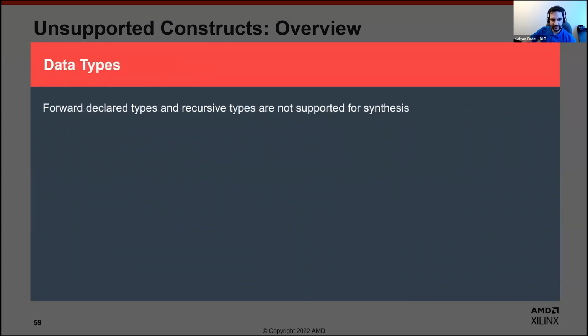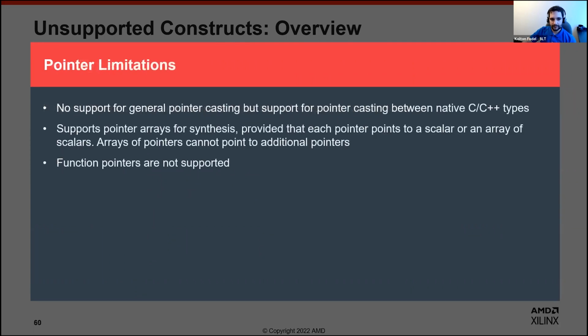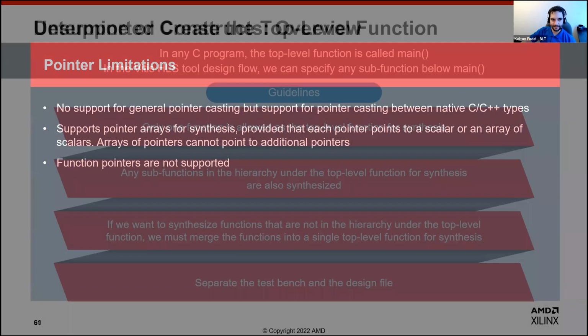Recursive types are not supported. Pointer casting is supported, but only between the native C and C++ types. You can't have general pointer casting in your code. You can have pointer arrays, but each pointer has to point to a scalar or an array of scalar. You can't have an array of pointers that point to other pointers. And function pointers are not supported at this time.